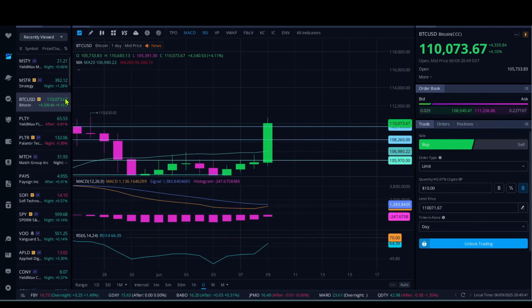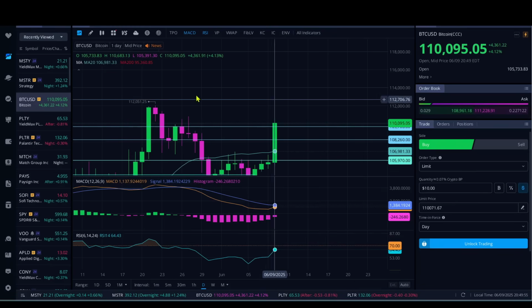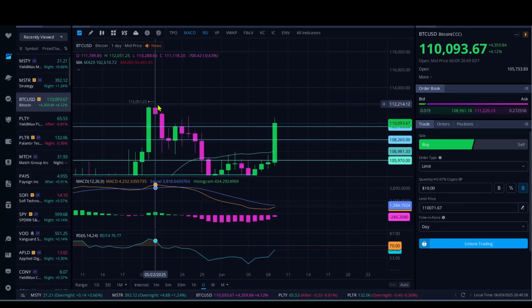But just wanted to point that out, that we would love to see Bitcoin continue on further past the 110 and possibly get up and start testing this 112 area. Would love to see it. So let's just go ahead and check out PLTY.